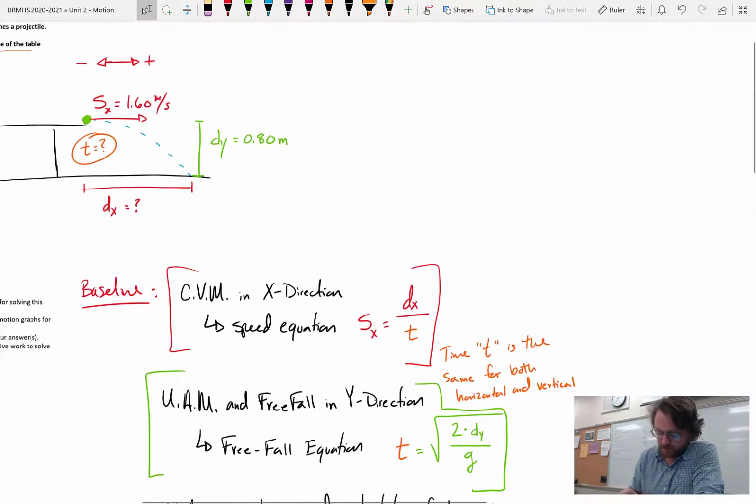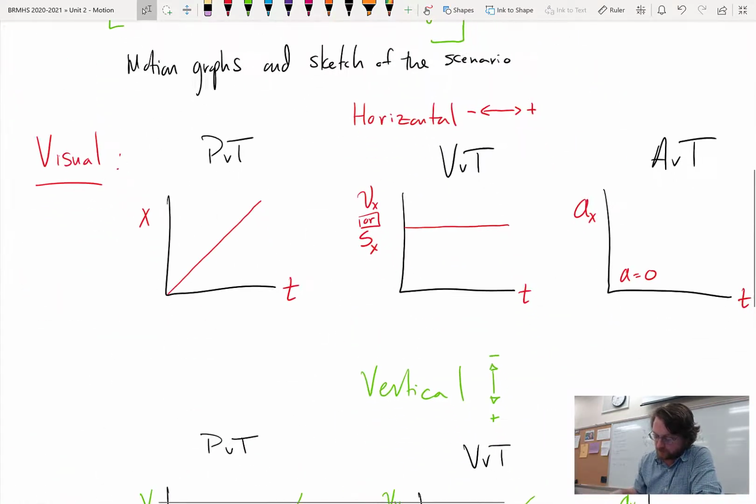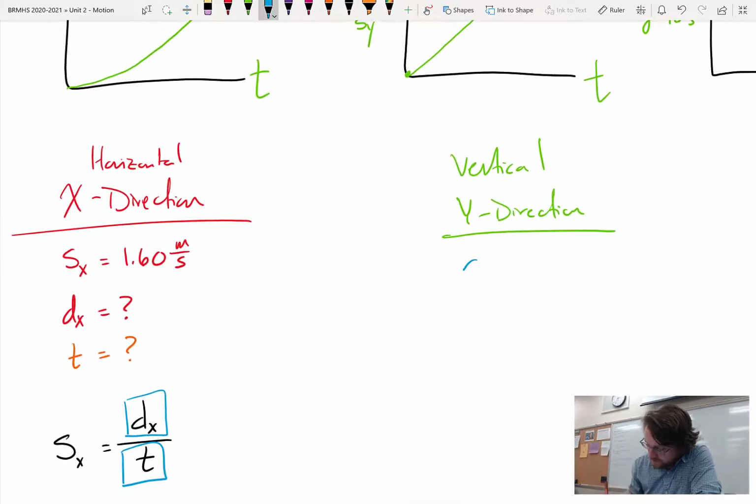What things do I know from the problem? I go back up, I know I illustrated it in my sketch. I know the distance in the y direction is 0.8 meters. So I'm going to come list that down here. What's something I know? I know the distance traveled in the y direction. Let's keep it in green. Distance in the y direction is 0.8 meters.